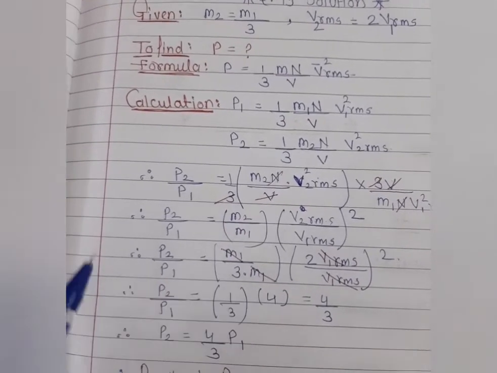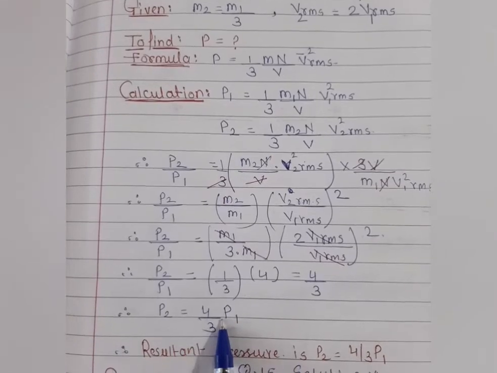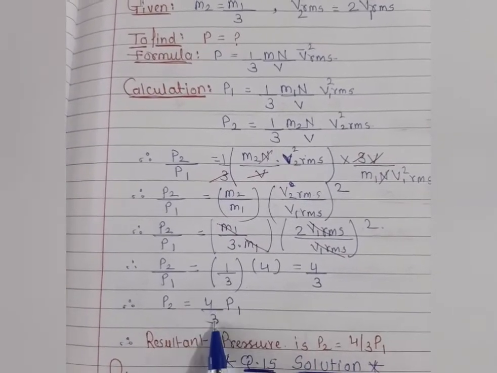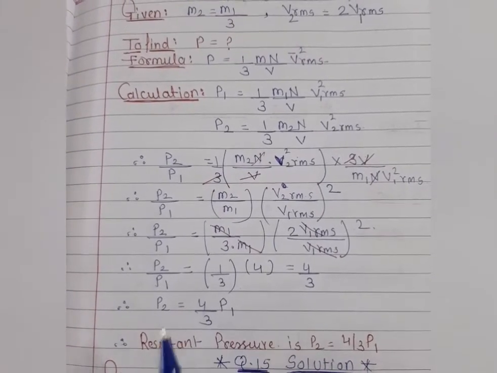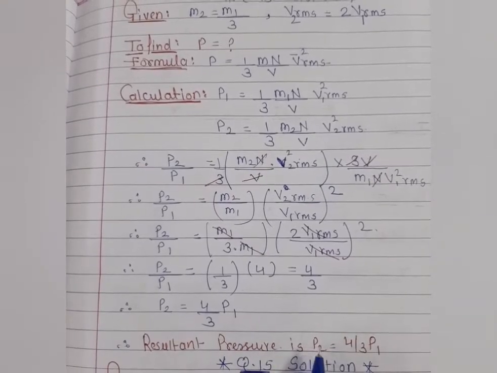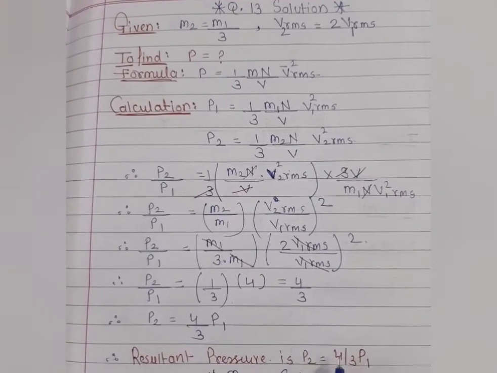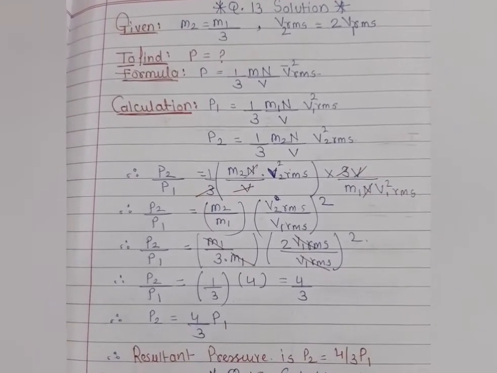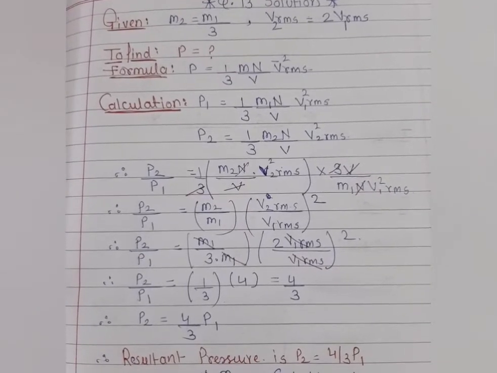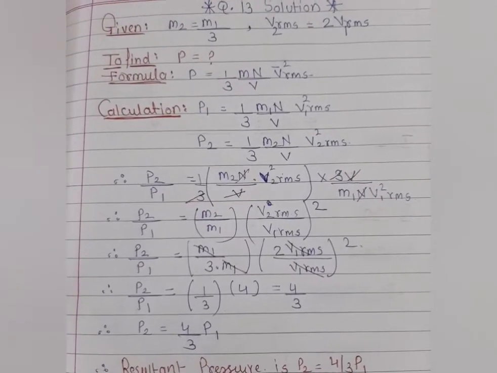So here we are getting the change of the pressure from the original is 4 by 3 times the original pressure. It means the resultant pressure of this gas is 4 by 3 times the original pressure. Clear? So this is the solution of this question.